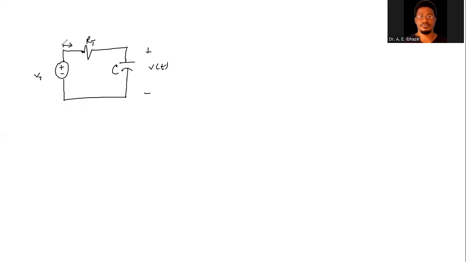Okay, and then the current that flows through this is I of T. And this is plus or minus VR of T. So say this combination is the Thevenin circuit.